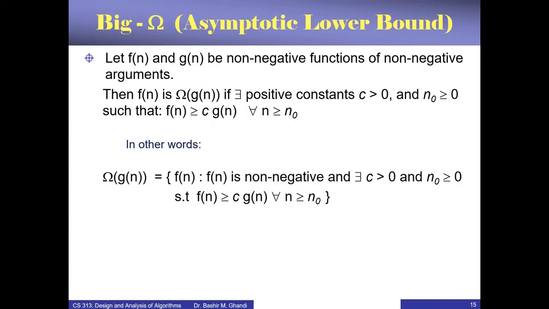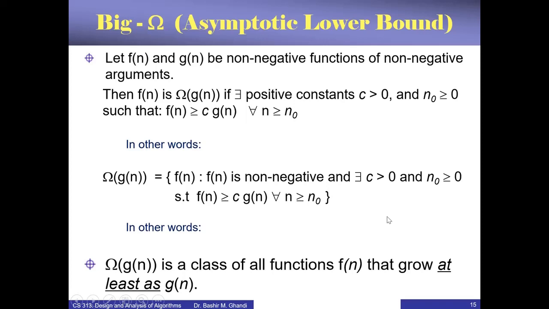So in other words, we are saying big omega of g(n) is a class of all functions f(n), where f(n) is non-negative, for which there exist constants c greater than 0 and n naught greater or equal to 0 such that the function f(n) is always greater or equal to c g(n) for all values of n greater than n naught.